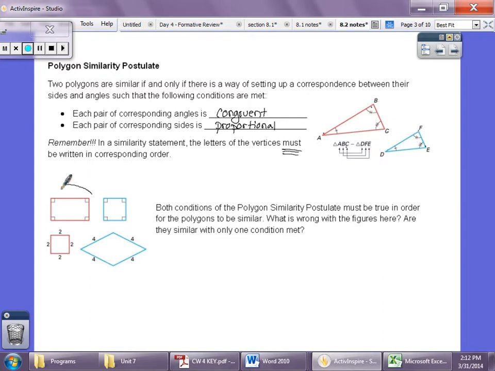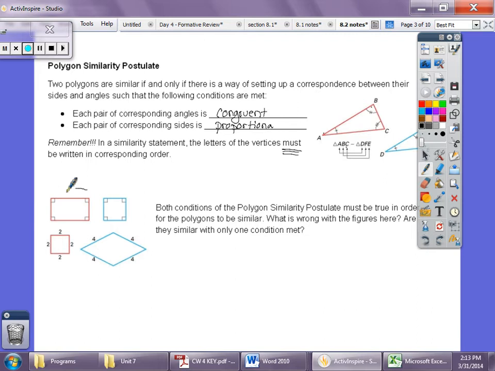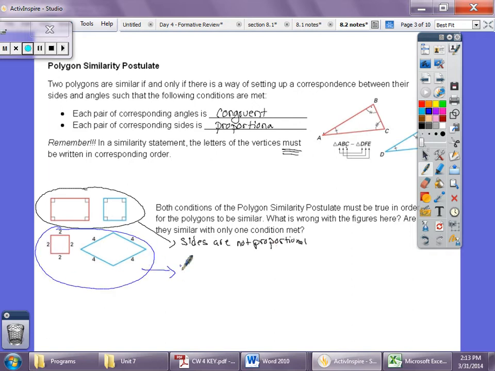If you look at these two, oops, sorry, wrong two. If we look at these two, all the angles are congruent, but the figures are not similar because the sides are not proportional. And if we look at this one here, the sides are proportional, but the angles are not congruent. Corresponding angles are not congruent.